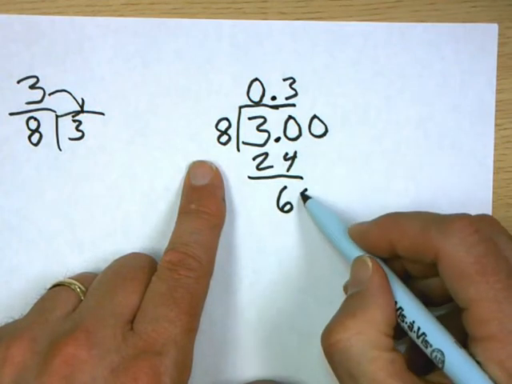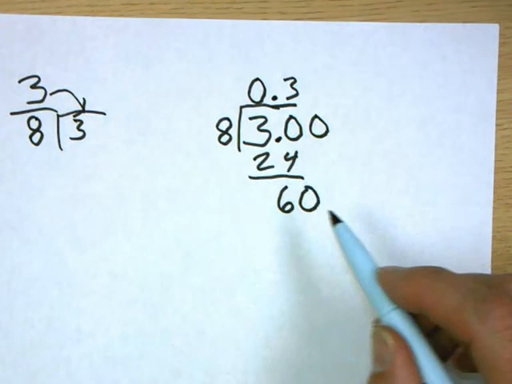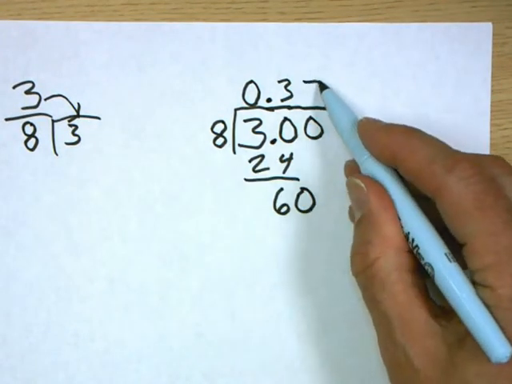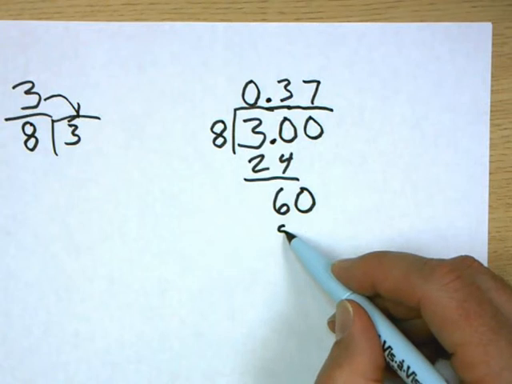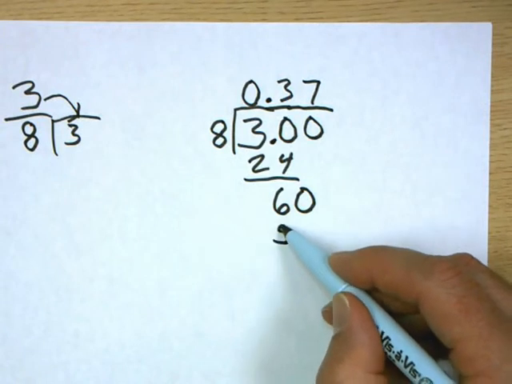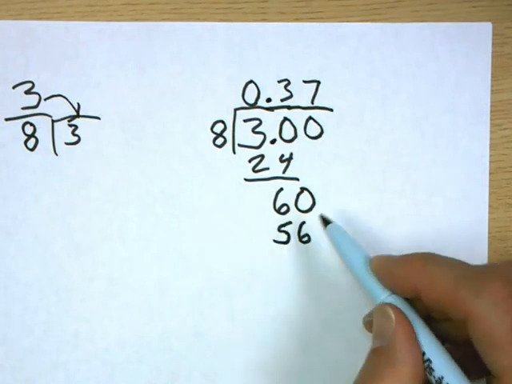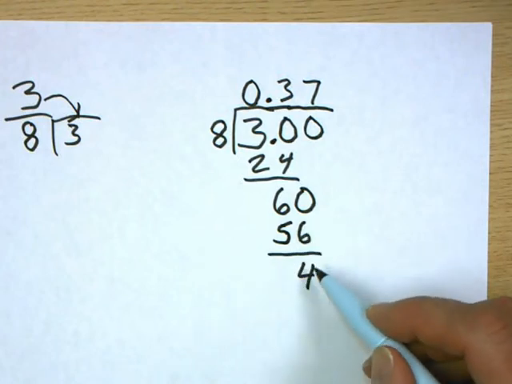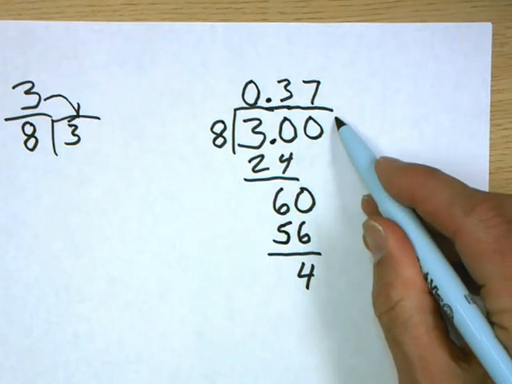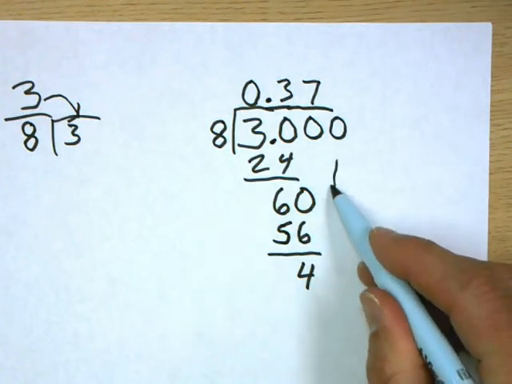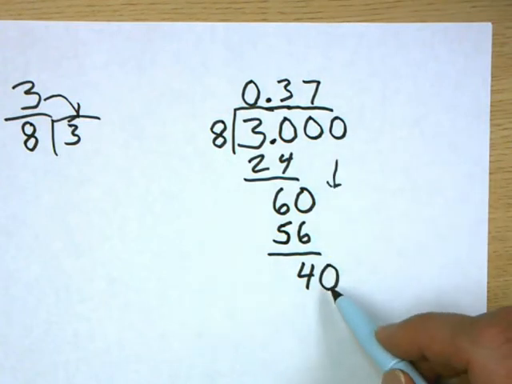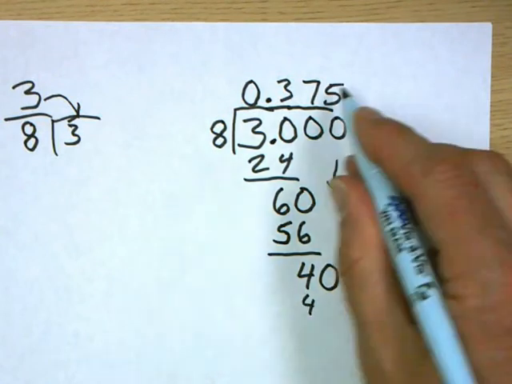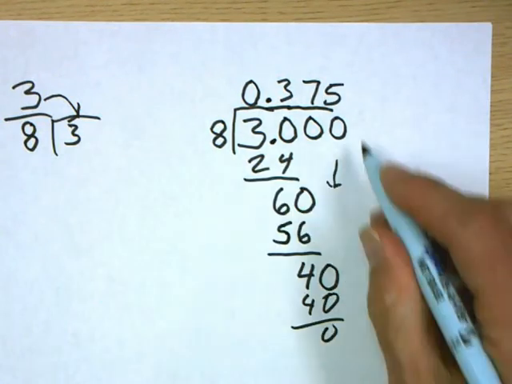I'll bring this down. Okay. So now 60 divided by 8 is 7. 7 times 8 is 56. And I have a remainder of 4. So I can add another 0, bring it down. 40 divided by 8 is 5. 5 times 8 is 40, and I have no remainder. I don't need to bring any more zeros down.